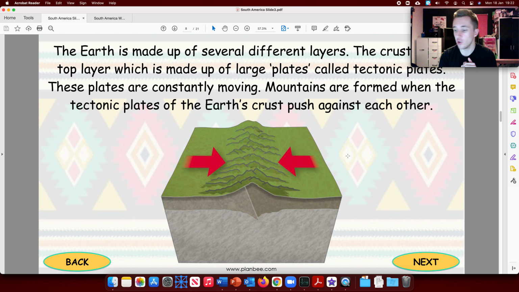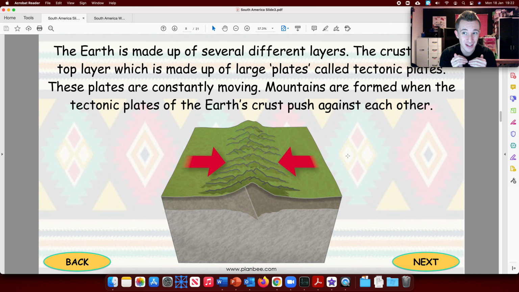tectonic plates, not plates that you put your dinner on. These are tectonic plates. The plates are constantly moving. They're not still. They don't move very much, but they are always moving. Mountains are formed when the tectonic plates push against each other. If you watch me, as the plates push together, they push up. And that's what gives you the mountain shape.